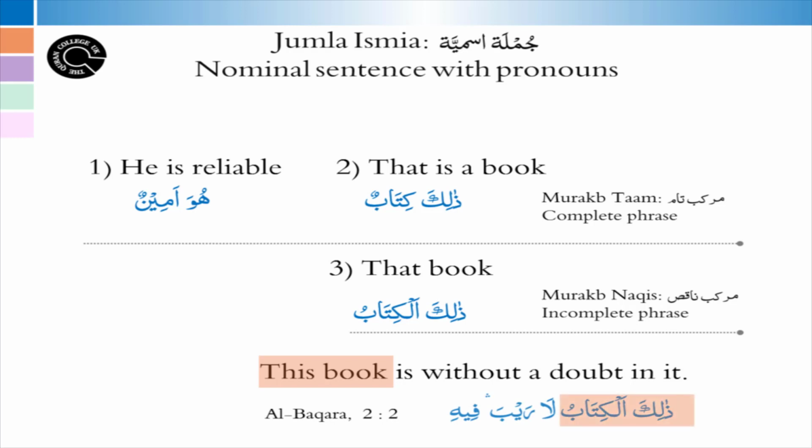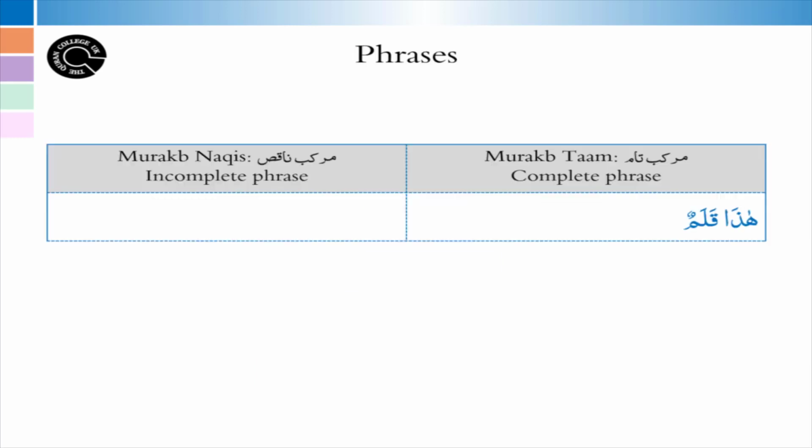Dhalikal Kitabu is translated here as "this book," but you can see in phrase 3 it means "that book." It is a separate discussion which we will be talking about later in one of the lessons. However, at this stage, when you are translating the Quran, use "this book," and for anything else, use the translation "that book." The complete and incomplete phrases can be compared. For example, Hadha kalamun is a complete phrase, but Hadhal kalamu is an incomplete phrase. One of the main differences you can see is that the complete phrase predicate is an indefinite noun.